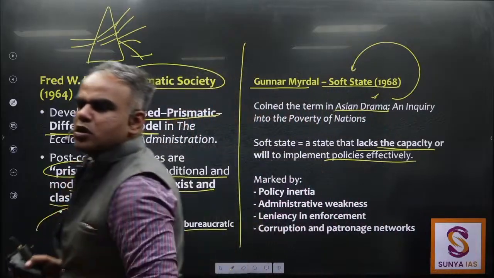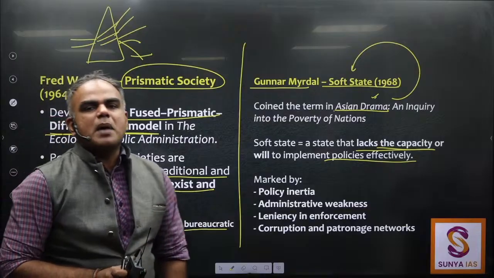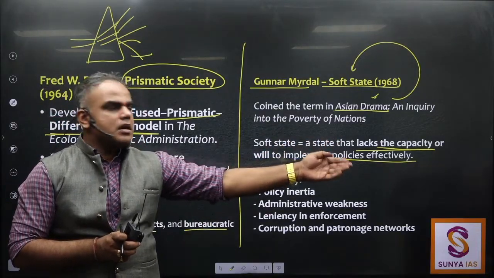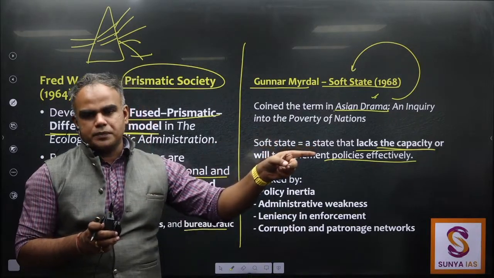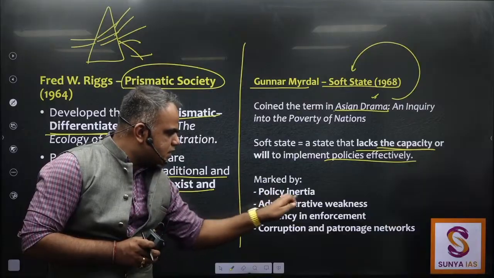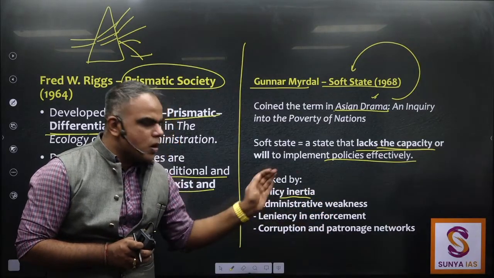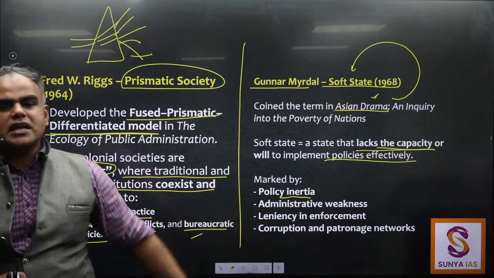In fact, in his book, he also raised the question whether India would be able to solve poverty for its people. So he mentioned India being a soft state, that does not have enough capacity and does not have enough will to implement, and highlights policy inertia, administrative weakness, leniency, corruption. All these things you would find true even right now. This book is very old, 1968.